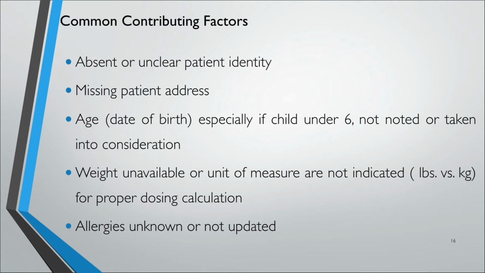Common contributing factors for patient information-related errors are listed below. Absent or unclear patient identity, missing patient address, age or date of birth, especially if child under 6, not noted or taken into consideration. Weight unavailable or unit of measure not indicated, pounds versus kg, for proper dosing calculation. Allergies unknown or not updated.